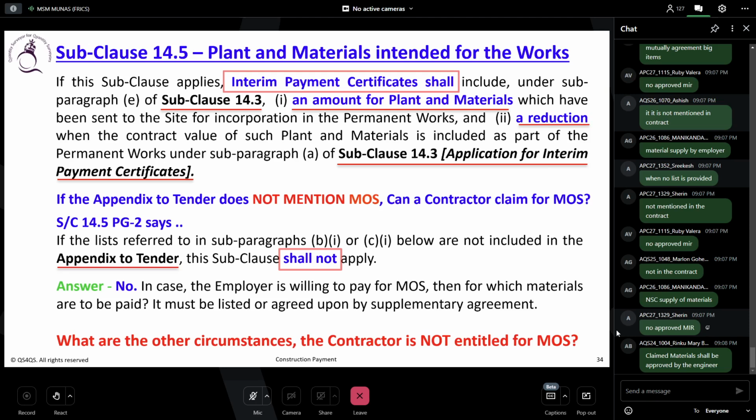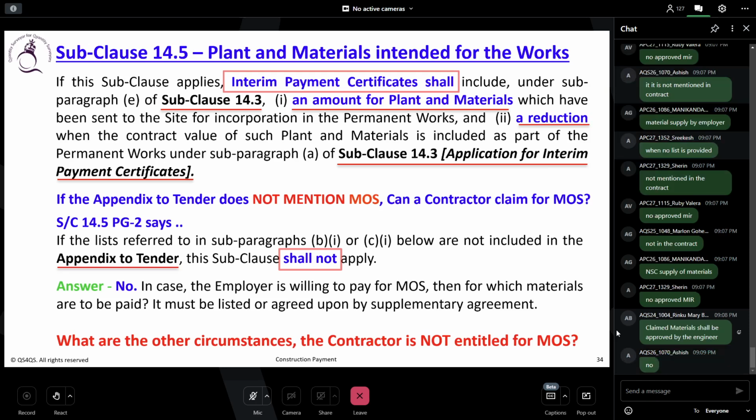You got the point? Okay, this is not down, okay? If you want. Okay, schedule of payment. Now, you know what is the schedule of rate, right? Schedule of payment, is it same? Schedule of payment, schedule of rate, is it same?